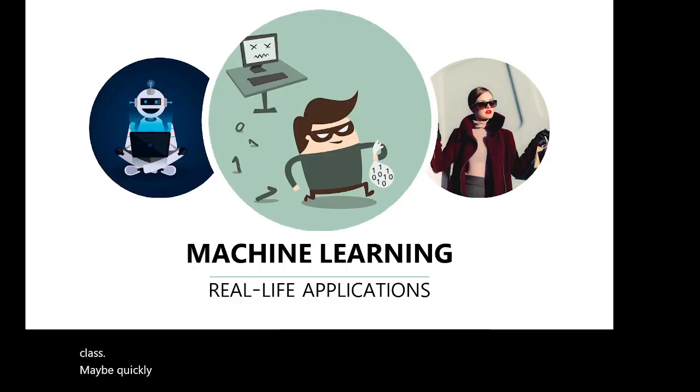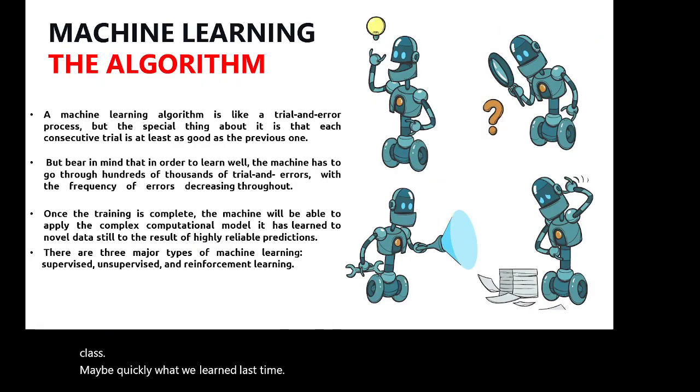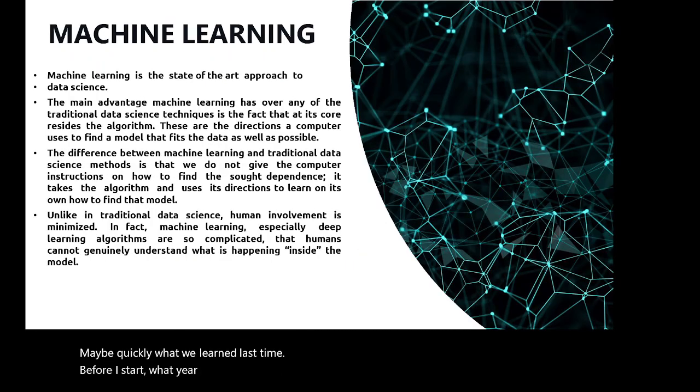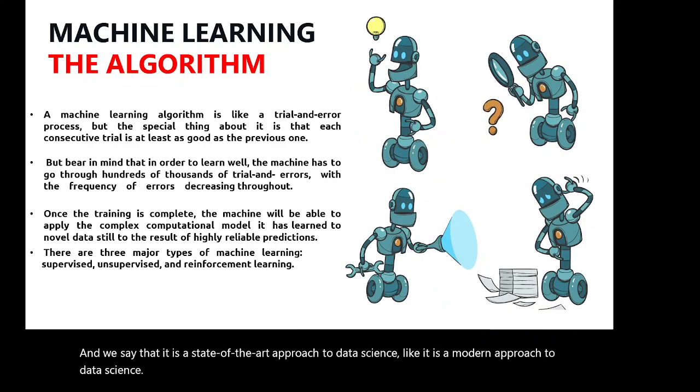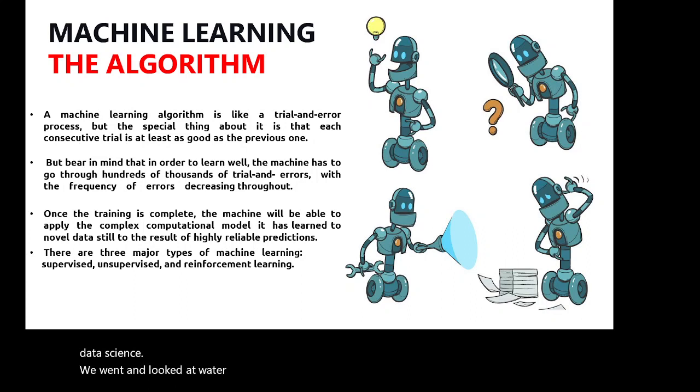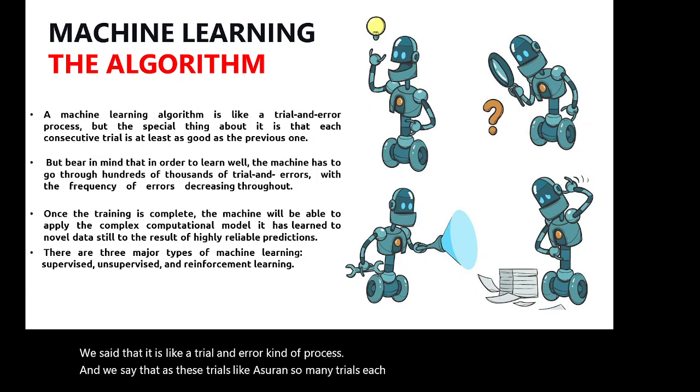maybe quickly what we learned last time before we start what you are supposed to cover today. We did an introduction of machine learning, and we said that it is a state of the art approach to data science, like a modern approach to data science. We looked at what a machine learning algorithm is, and we said that it is a trial and error kind of process. As you run so many trials, each trial will be able to give you better results.